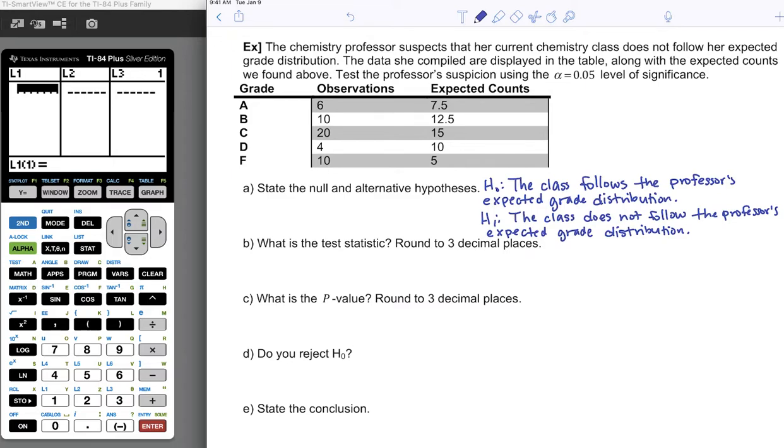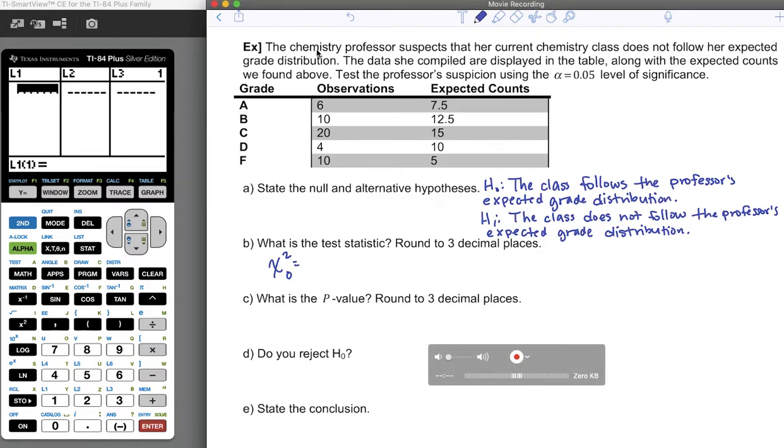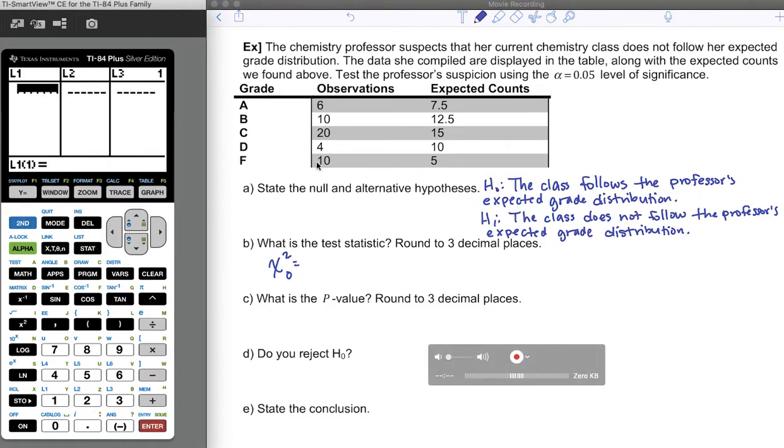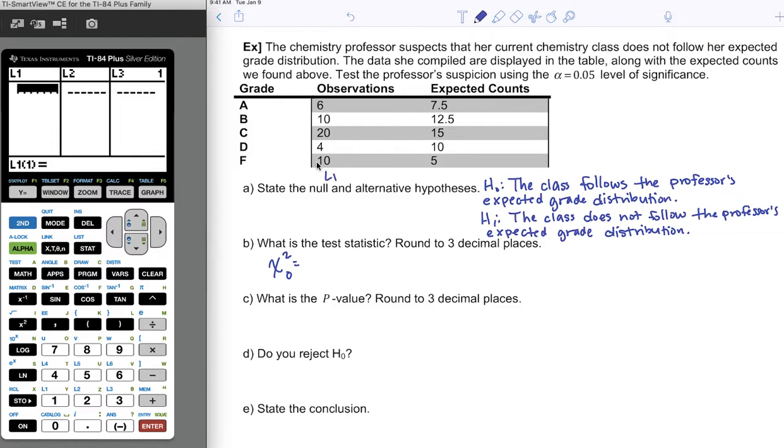Part B, what is the test statistic? Round to 3 decimal places. So the test statistic is the chi-squared naught value. This is something that we have to find on the calculator. We can do this in our lists. So we're going to go to Stat, Edit, and in List 1 we type the observations, and in List 2 we type the expected counts.